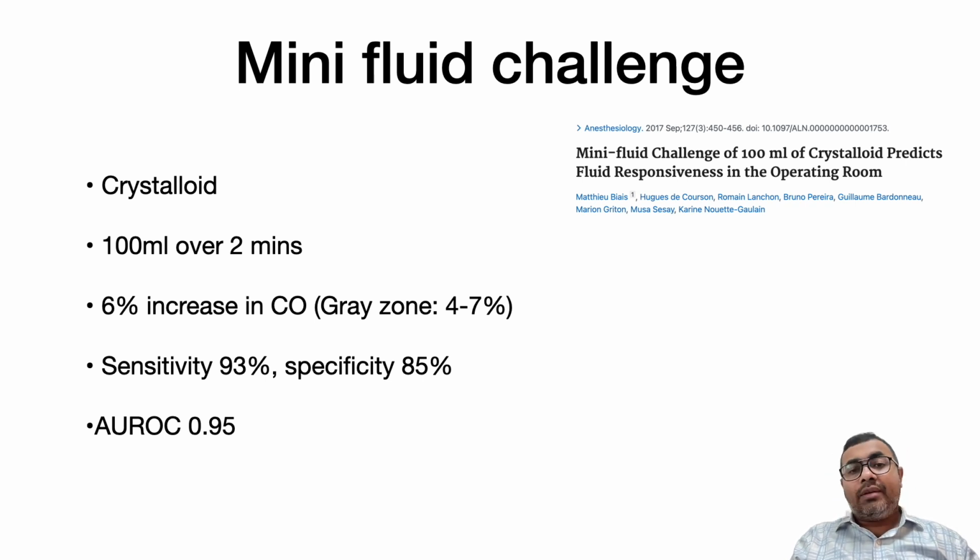The gray zone concept says that instead of taking a single cutoff, we can take a gray zone. A gray zone of 4 to 7% means if the cardiac output increase is less than 4%, it indicates the patient is not fluid responsive, and if it is more than 7%, the patient is likely to be fluid responsive. The cutoff of a 6% increase in cardiac output has a sensitivity of 93% and a specificity of 85% in estimating fluid responsiveness.